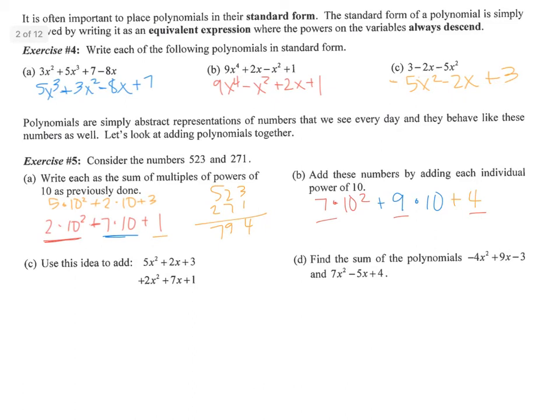So use this idea to add for letter C. Well, we're going to combine the like terms. So 5x squared and 2x squared is 7x squared. They are like terms. 2x and 7x become 9x, and 3 and 1 become 4. But now we're going to look at the next one. I have negative 4x squared and positive 7x squared. Those combine to make positive 3x squared. Positive 9x and negative 5x combine to make positive 4x. And negative 3 and positive 4 combine to make 1.